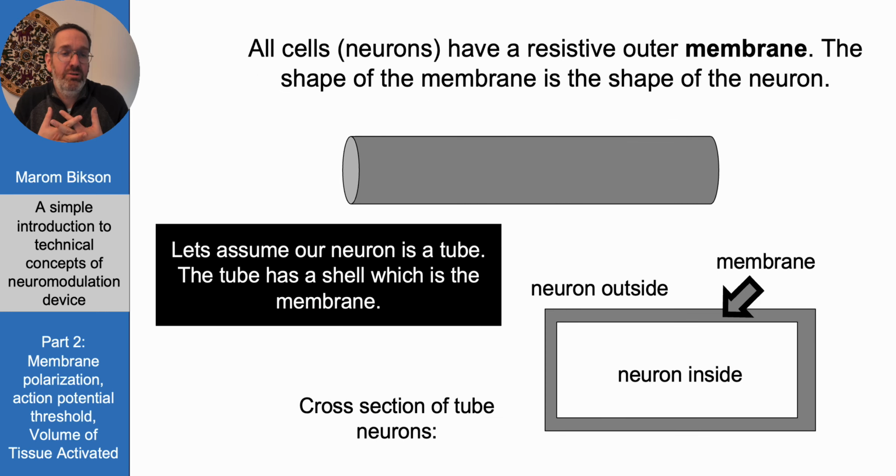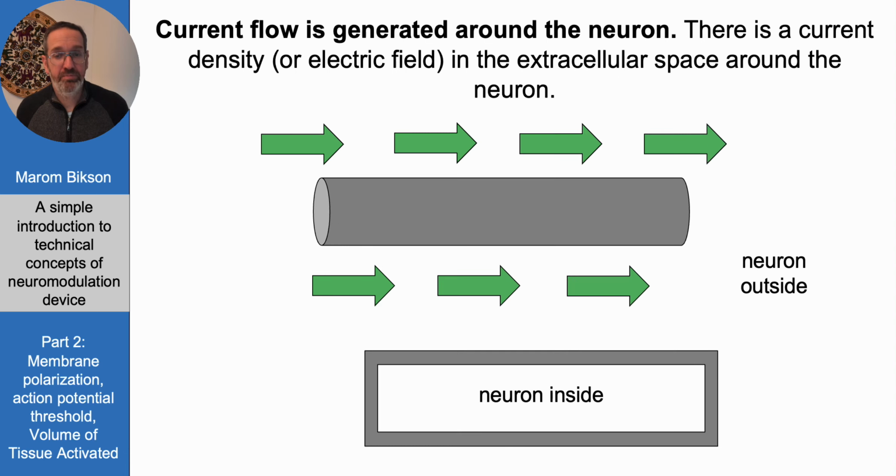So instead of this complicated structure, I want to present the cell as just, let's imagine, a tube. But I want you to realize that this tube is really the shell. The shell is the membrane. The inside is the inside of the neuron, filled with whatever neurons are filled with on the inside. And the outside is the extracellular space, which is also filled with fluid and ions. The membrane only represents the sheath that surrounds it.